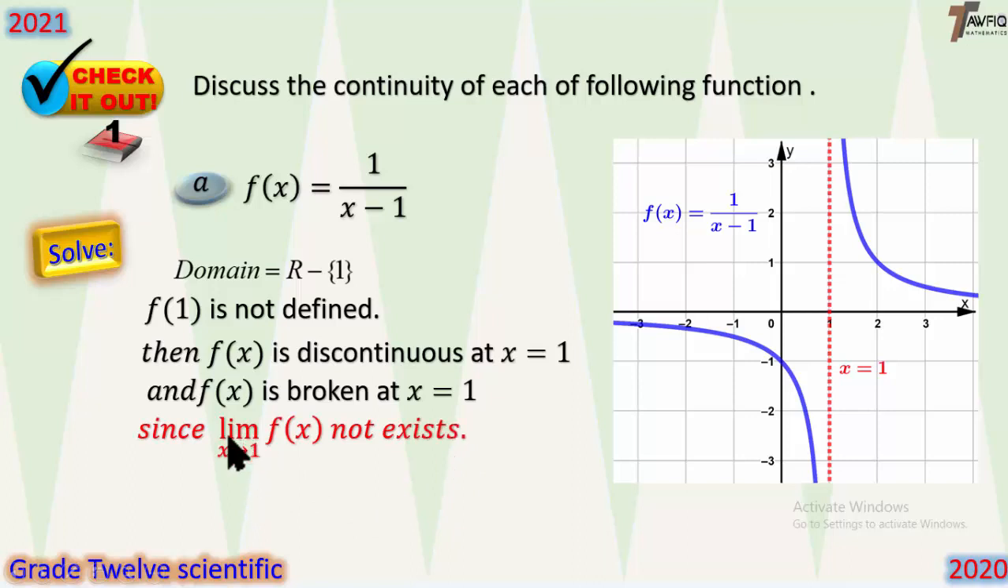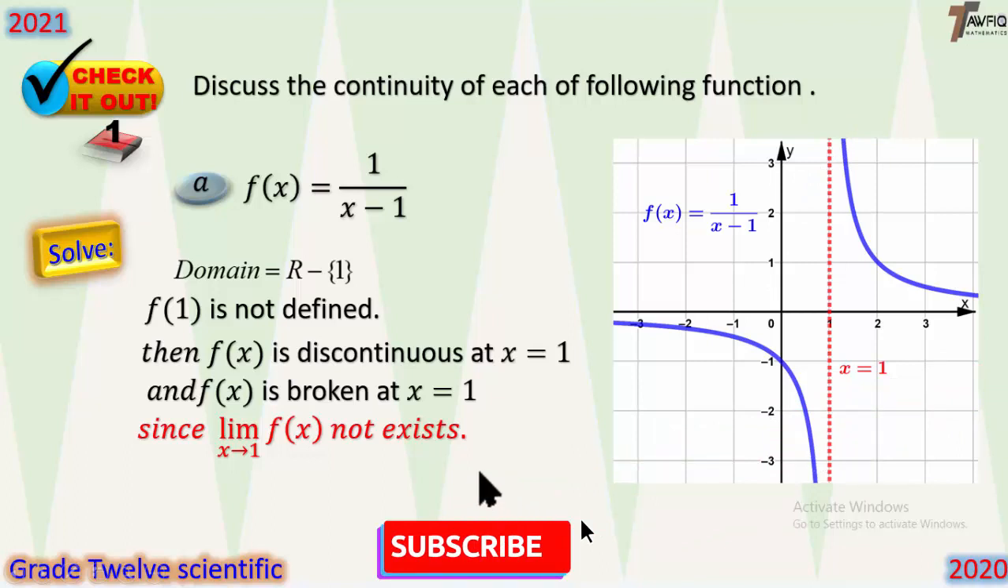The limit as x approaches 1 of f(x) does not exist because we have unbounded values, that means from the left it is decreasing without bound, and from the right it is increasing without bound, therefore the limit does not exist. Because the limit does not exist, this discontinuity we cannot remove. That means this discontinuity is not removable.